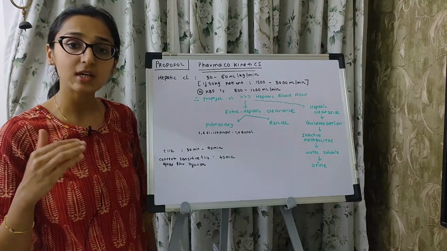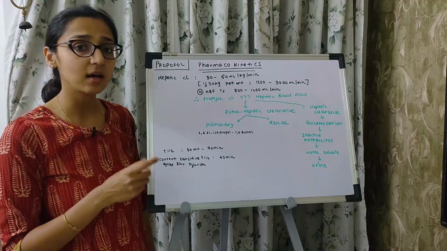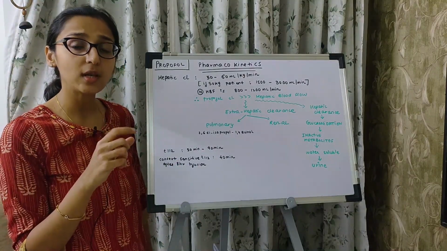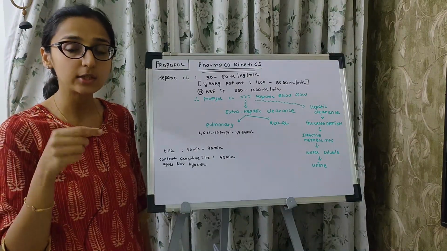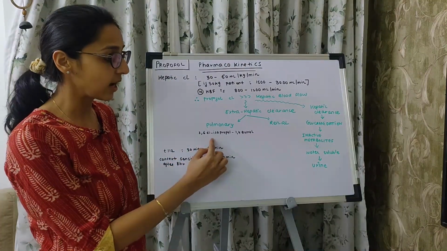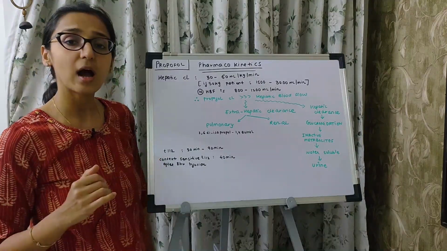Now, there are two extrahepatic sites. One is the lung and the second is the kidneys. In the lung, the propofol, that is 2,6-diisopropyl phenol, will be converted to another structure, which is 2,6-diisopropyl 1,4-quinol.